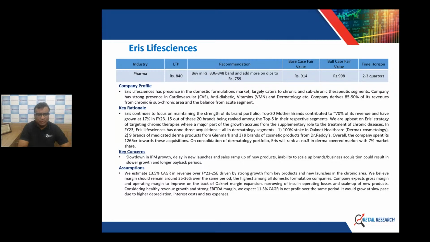Again, in the pharmaceutical domestic formulation business, we have issued a recommendation on Eris Life Sciences at 840. So around 840 and 759, we are asking investors to accumulate this stock with targets of 914 and 998. It has a domestic focused formulation business, and they are strong in cardiovascular, anti-diabetic, and vitamin segments. We are expecting healthy growth of around 11% in this company over the next 2 years. That's why we have recommended these two companies.